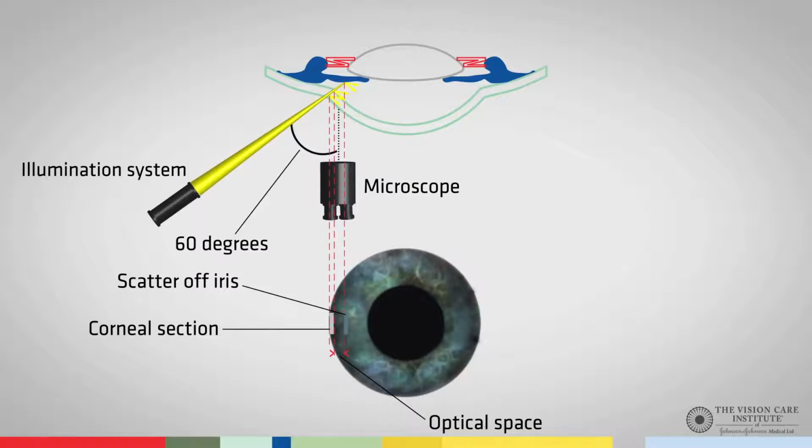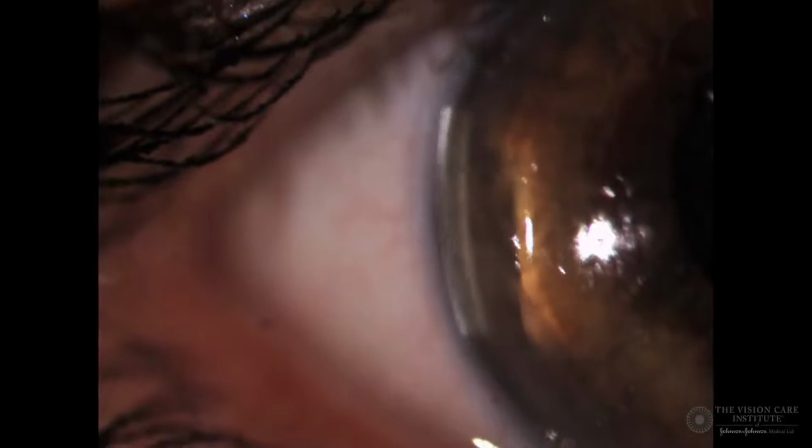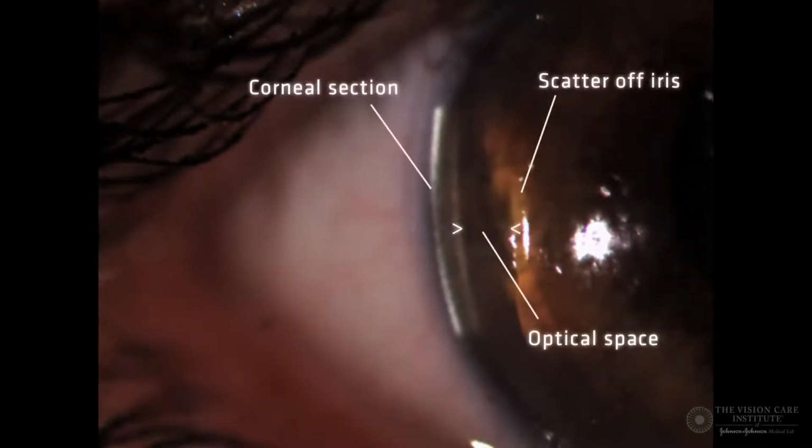What we will need to do now is essentially compare the thickness of the corneal section to the space between the endothelium of the cornea and the leftmost side of the scatter off the iris. We can see this here on the image itself. We have the corneal section on the left and the scatter off the iris on the right. We now need to assess how thick the space is relative to the cornea. In this case, we can see that the optical space is 2 times greater than the thickness of the cornea.